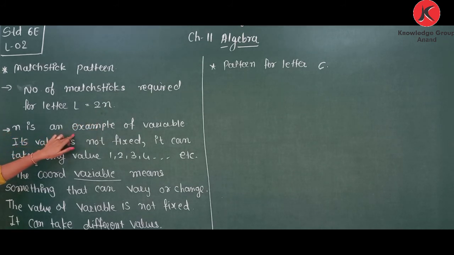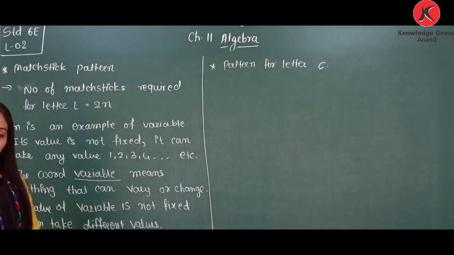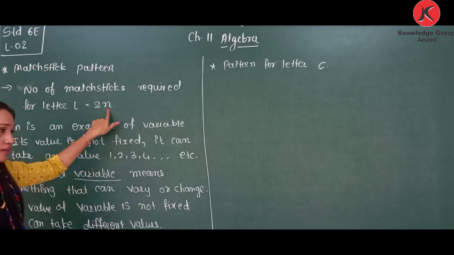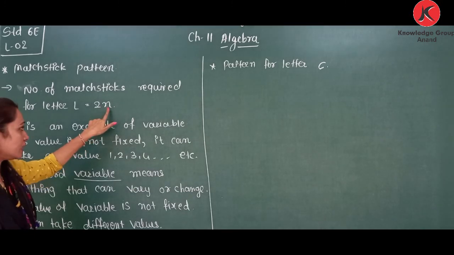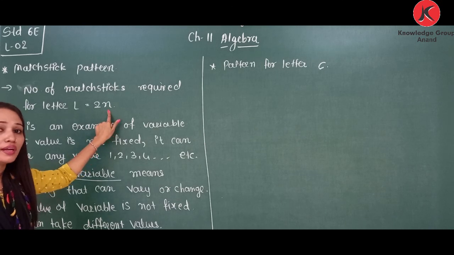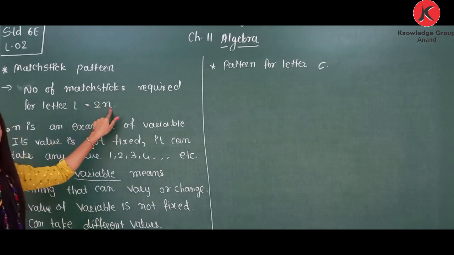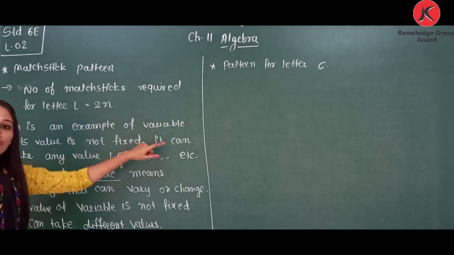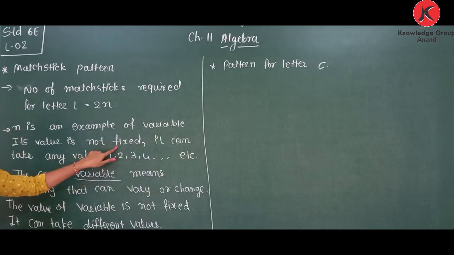N is an example of a variable. In the previous video we already learned the concept of variable and neutral value. Variable means what? Its value is not fixed. Why? Because for one L we take N as 1. For 2 we take N as 2. If we want to find the number of matchsticks required for 100 L, then N will be 100. So how many matchsticks are required for 100 L? 2 multiplied by 100, that is 200. So its value is not fixed.